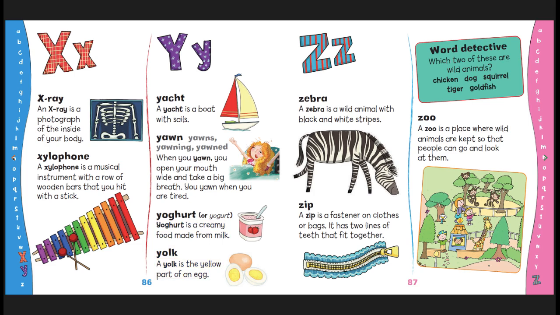Z. Zebra. A zebra is a wild animal with black and white stripes. Zip. A zip is a fastener on clothes or bags. It has 2 lines of teeth that fit together. Zoo. A zoo is a place where wild animals are kept so that people can go and look at them.